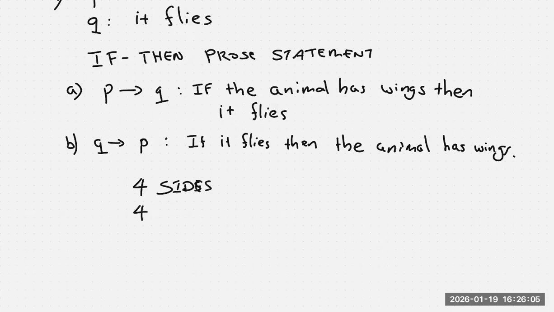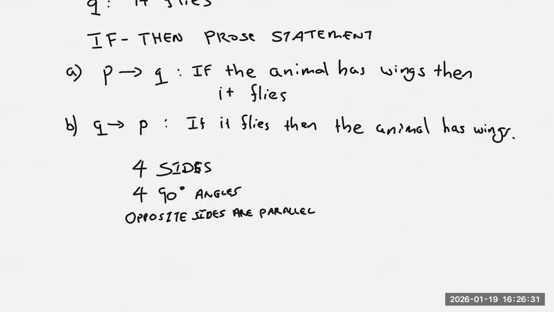4 90-degree angles, opposite sides are parallel, so they're running parallel to each other. Here's the next thing. Well, I said 4 90-degree angles, so you know it's 360. I don't have to mention that.